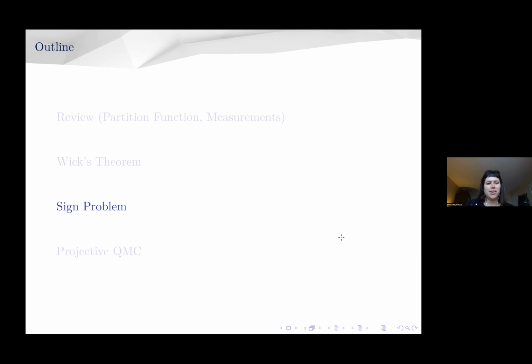Okay, so that's Wick's theorem. And now I'm going to move on to the sign problem.